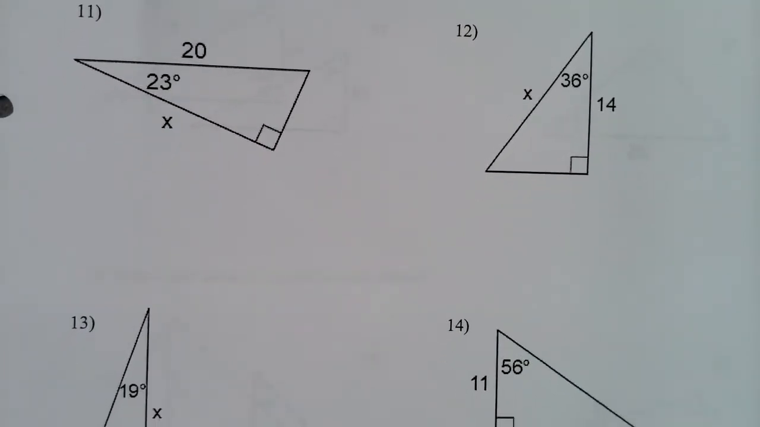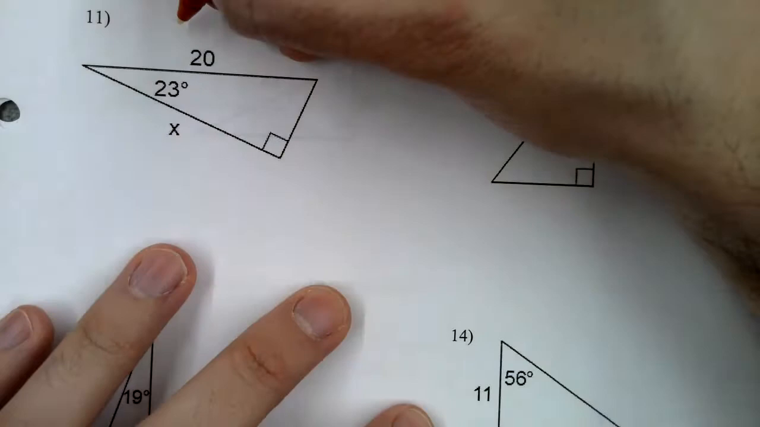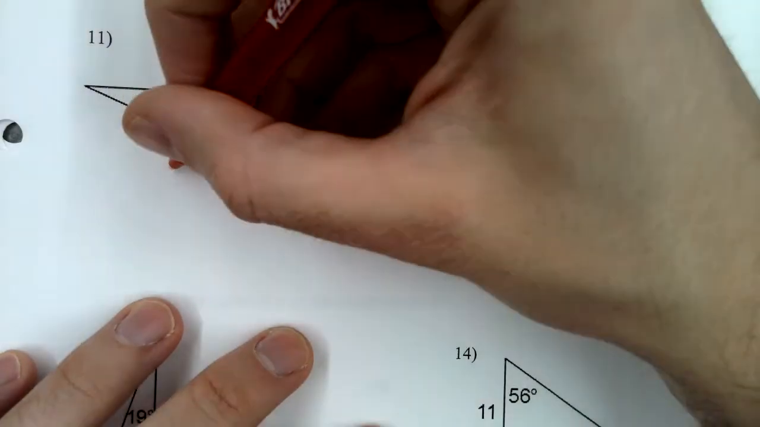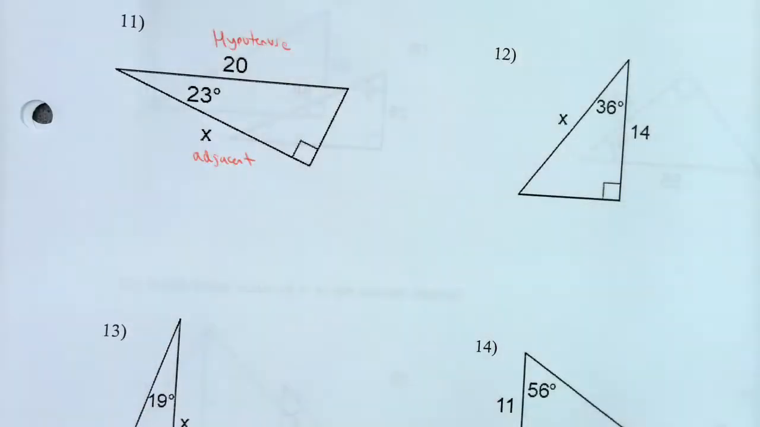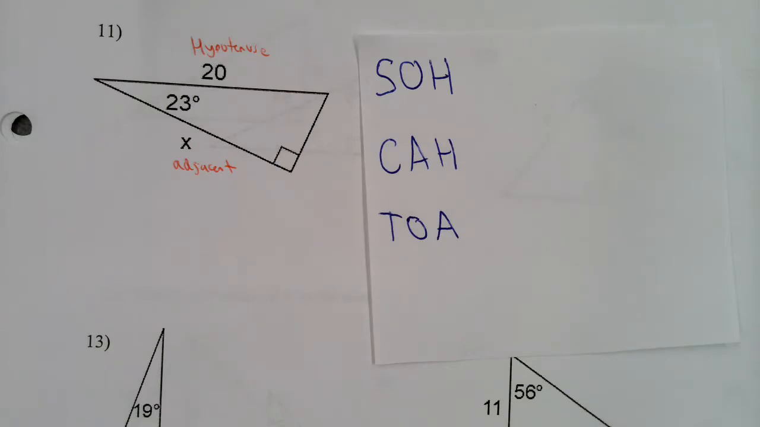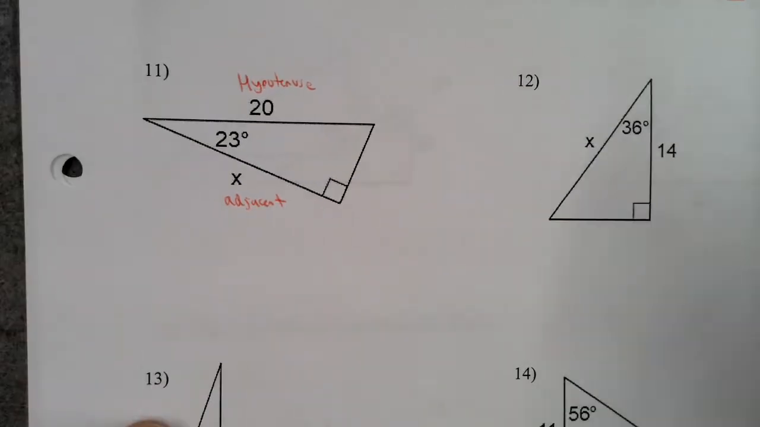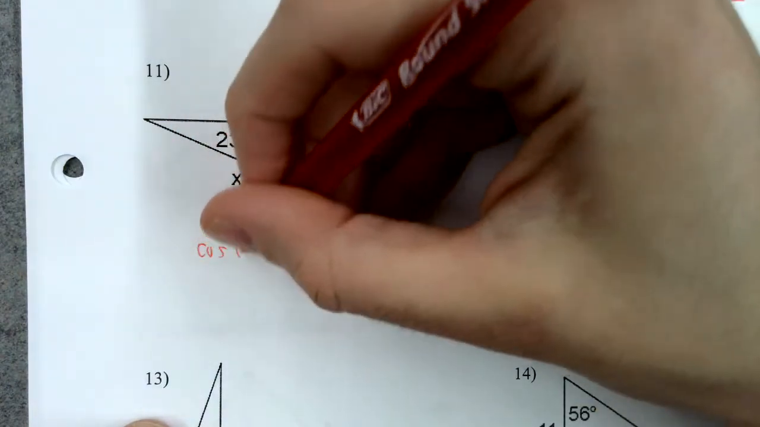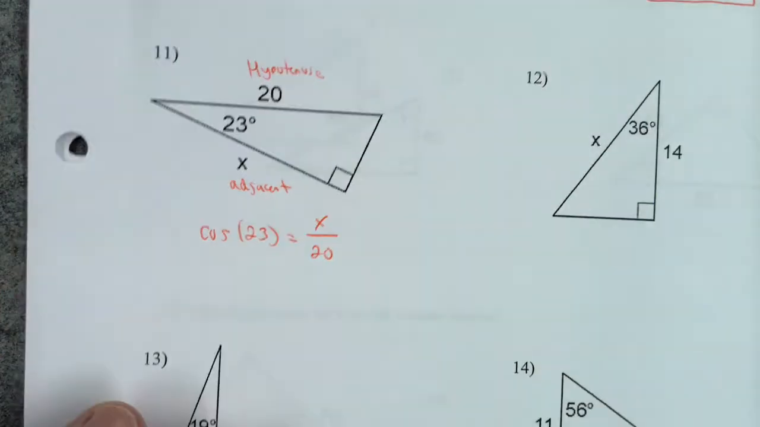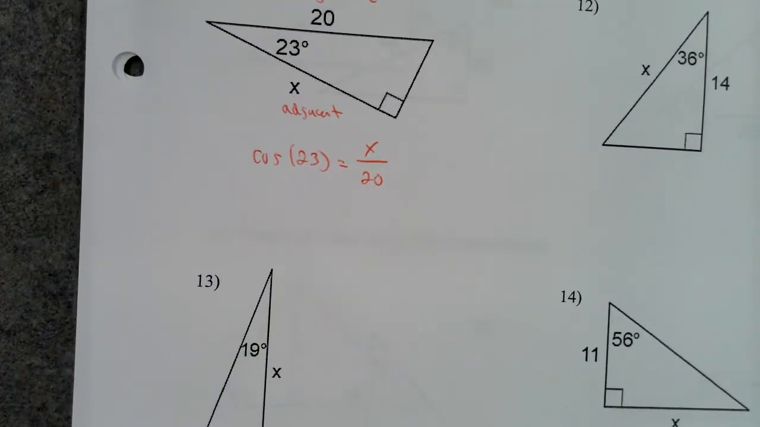Number 11, let's work off of the 23-degree angle. This will be the hypotenuse, and the x will be adjacent. So what trig function has adjacent and hypotenuse in it? According to our acronym, it's going to be CAH, so cosine. Cosine 23 equals adjacent x over hypotenuse 20. Solve that for x by multiplying. So 20 times cosine 23 equals approximately 18.4.